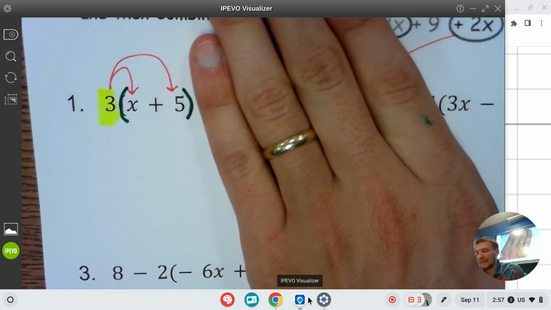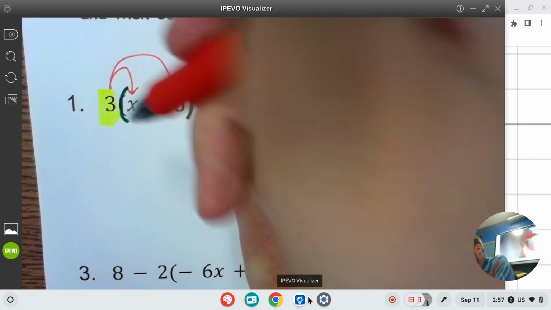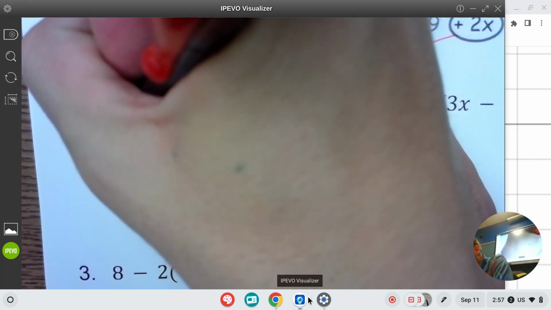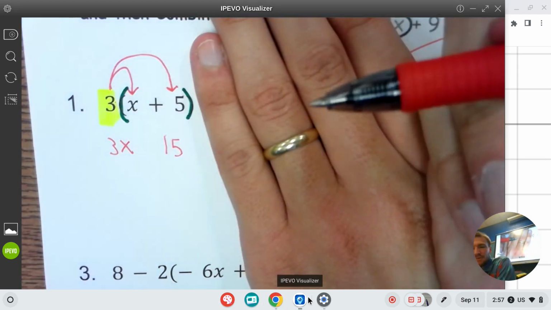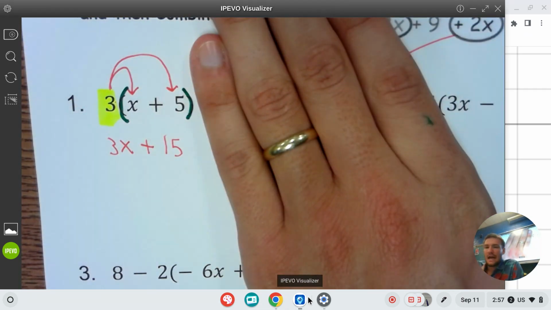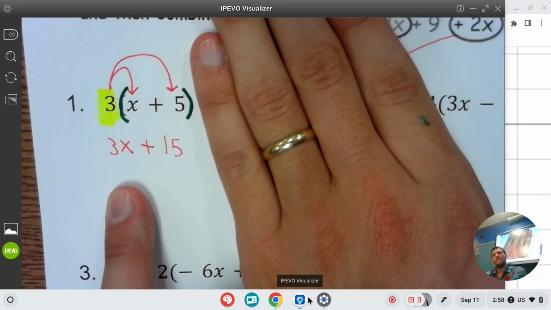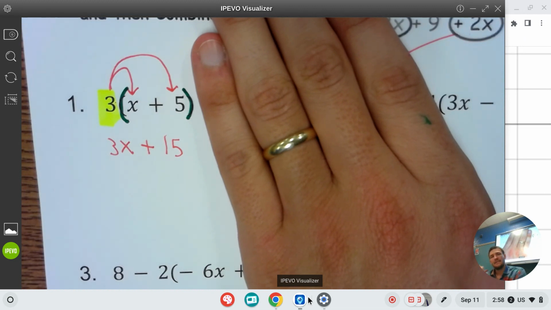I'm just going to use my hand and cover it up. Does anybody know 3 times x? 3x. Perfect, love that. Does anybody know 3 times 5? 15. Again, use Desmos if you need to. Let's put a plus in between there, spread it out. Now, if this was on the warm-up, this would be the whole question. We would be done, right? Easy peasy, question's over. But we're not done yet.